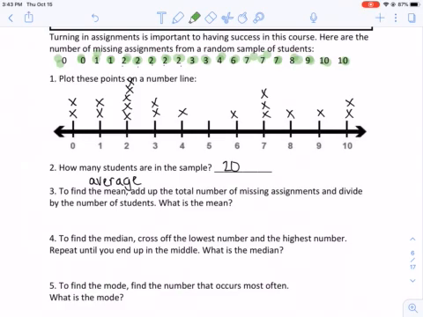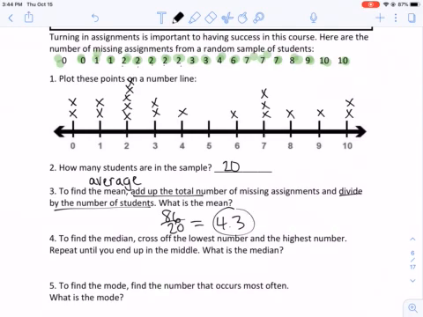All right, I added it together and it was 86. So that's the total. But then we divide by the number of students, 20. And that's going to tell us what the average student is missing. And the answer, 4.3.